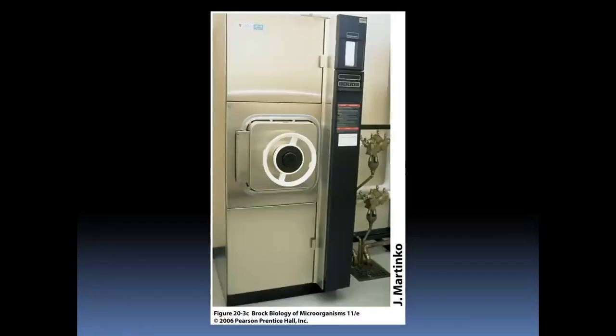This is the picture of an autoclave. You can see here in the center, this is the door. This door is open and things are placed here. The temperature and pressure control buttons are here, and the instruments get sterilized.